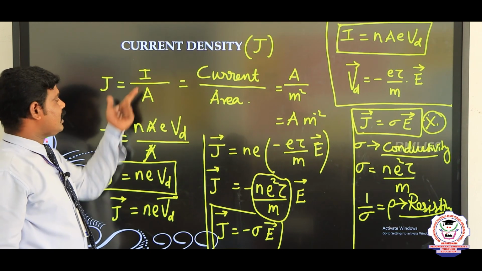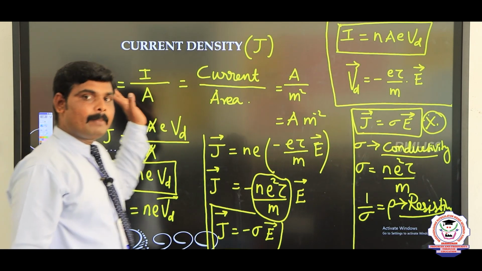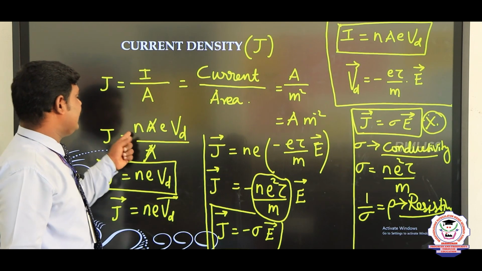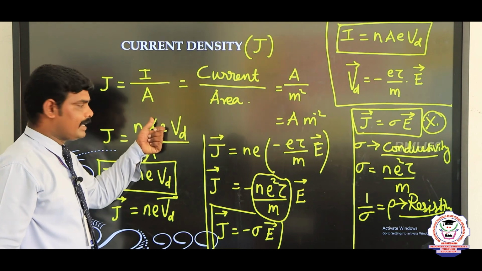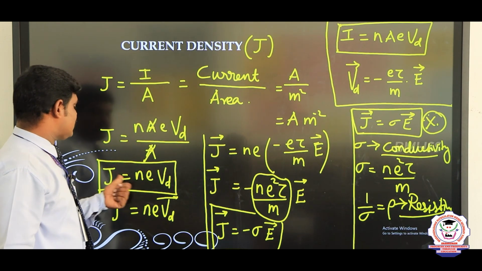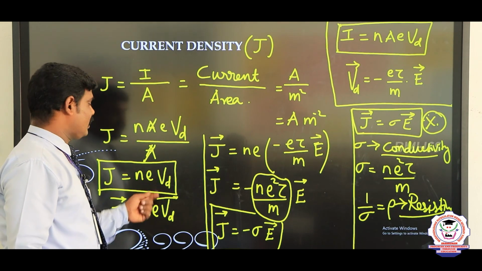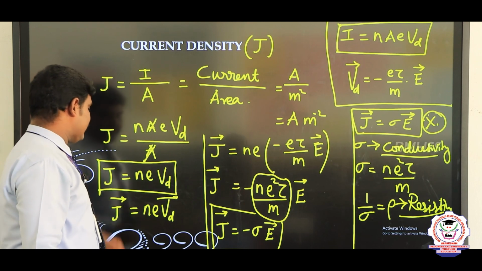Okay, so the current equation, we already found it from the microscopic form of Ohm's law. N A into E into Vd divided by A, the A will be cancelled, and J is equal to N into E into Vd. This is the equation for drift velocity and current density.